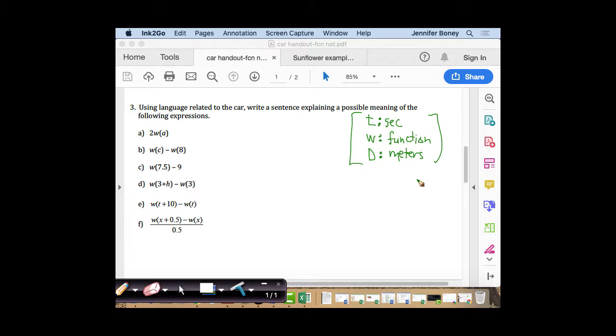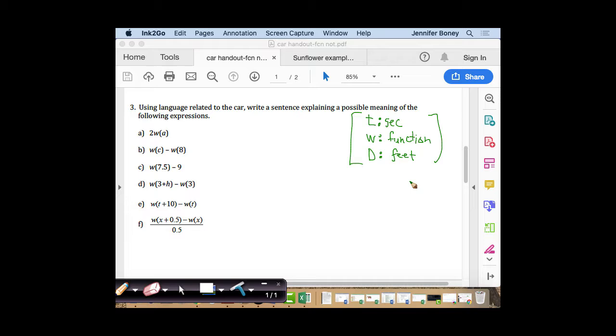Excuse me, feet. Oh, was it feet? Yeah. Oh, thank you. That's less confusing. So D, distance measured in feet, since time 0, since the car started moving. T equals 0 is when the car started moving.